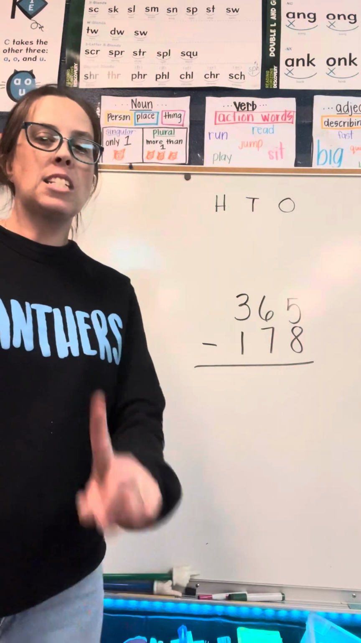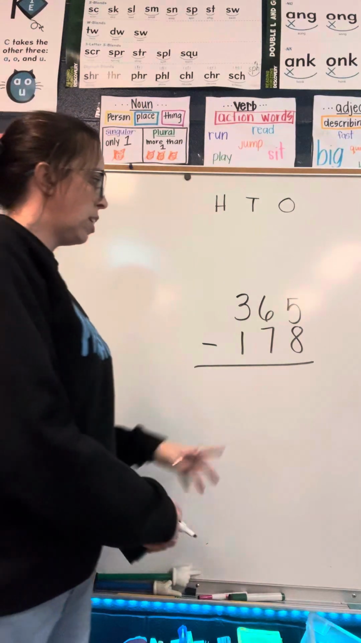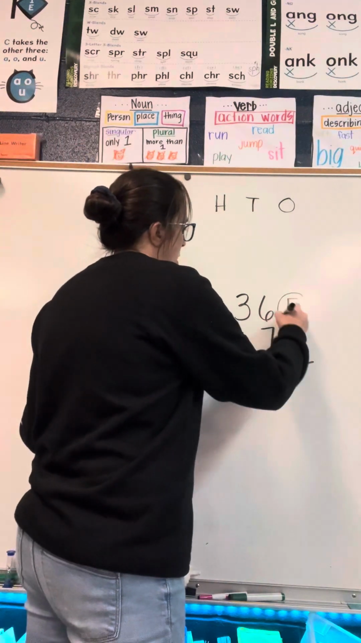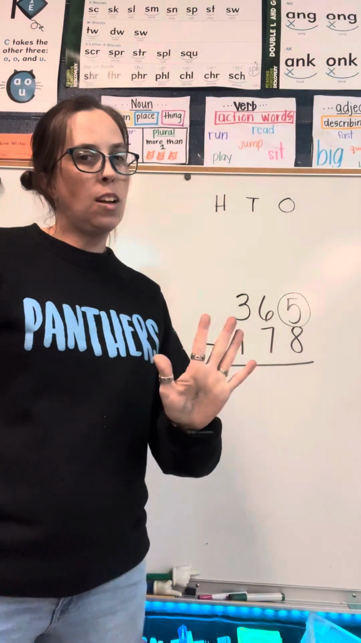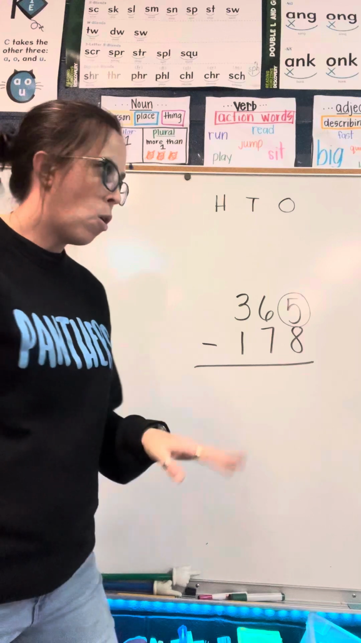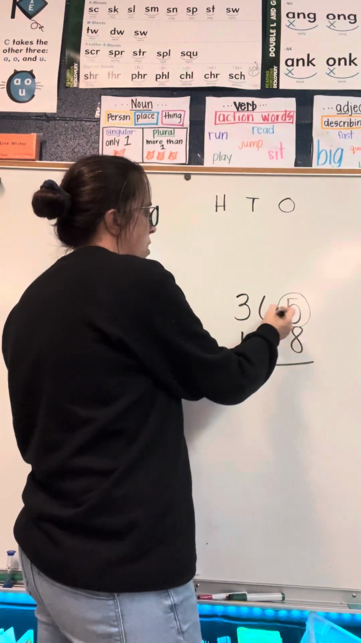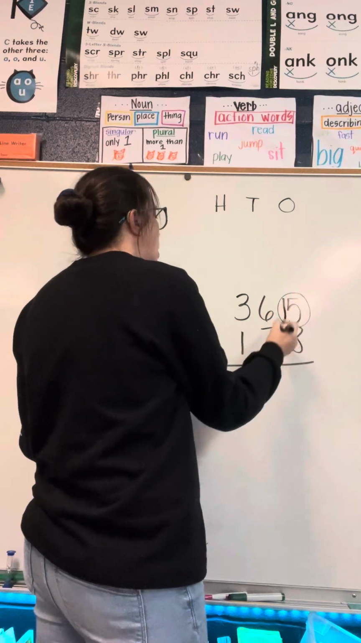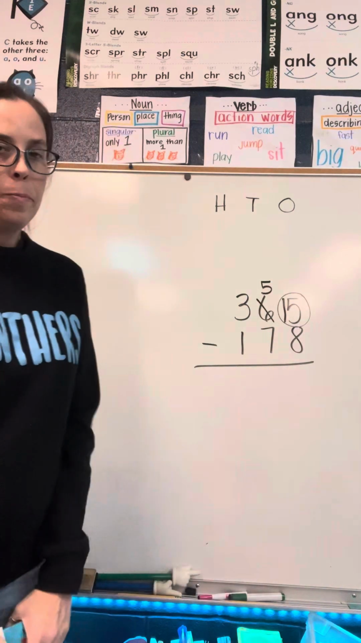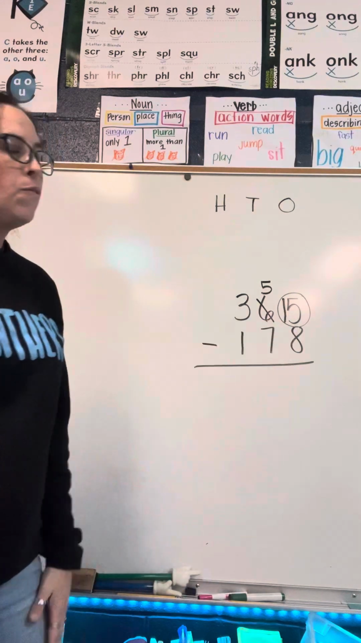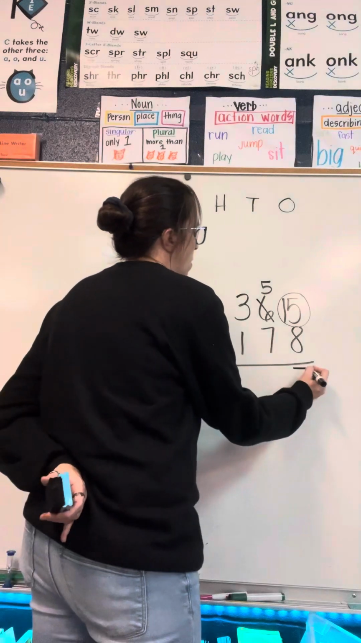All right, if you unpause the video, that means that you're ready to answer the problem. So let's look at this one. We always start in the ones because the ones are always first. There's the 5. Can I take 8 away from that? No, I cannot. So I'm going to knock, knock, knock. Can I borrow a 10? Sure, there you go. But now he only has 5. All right, so I'm going to go with 15 minus 8 equals 7.